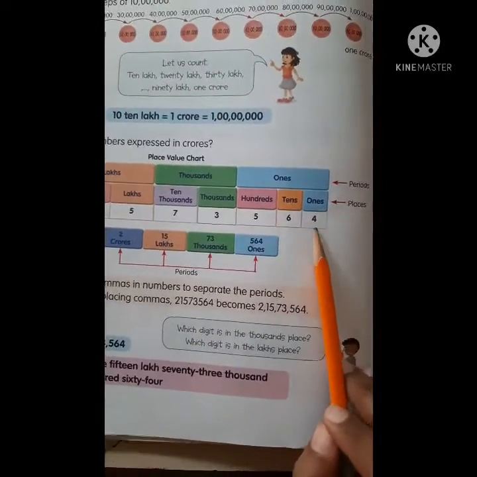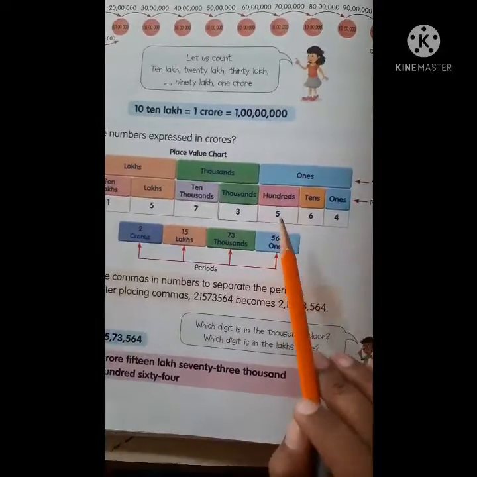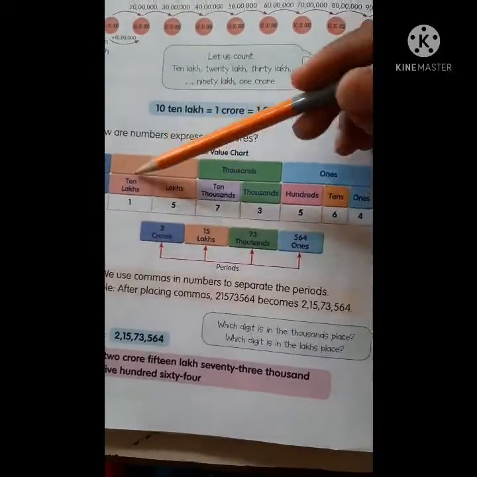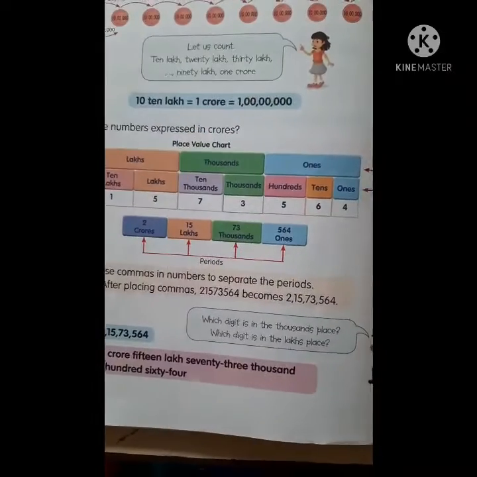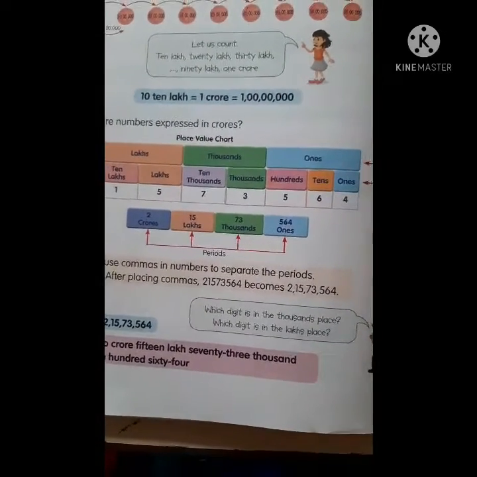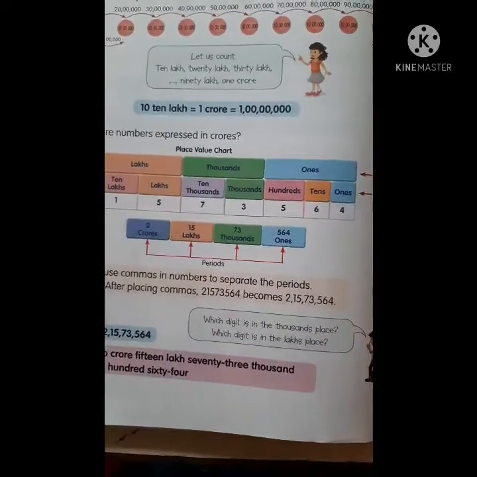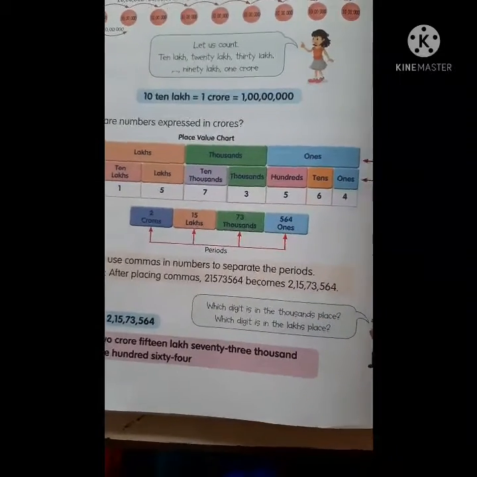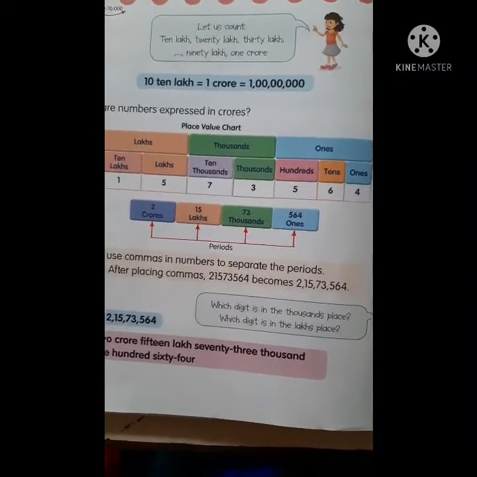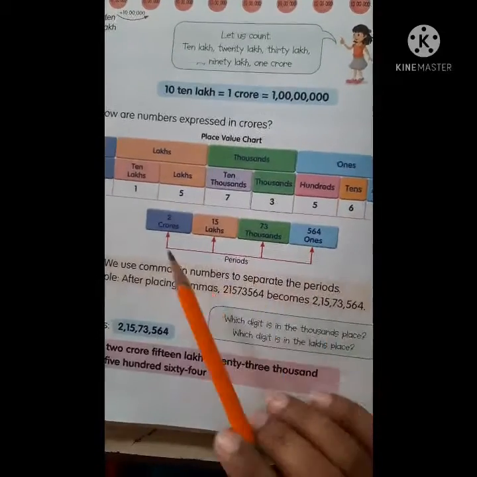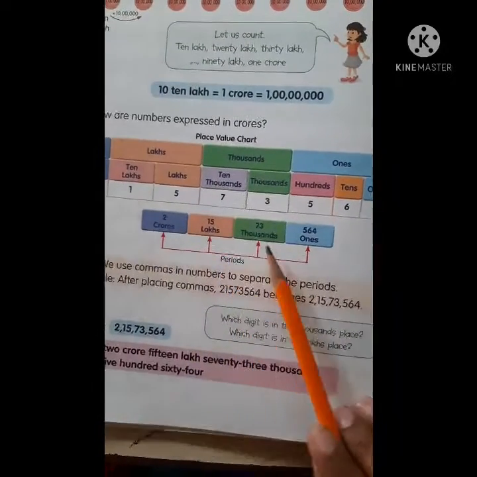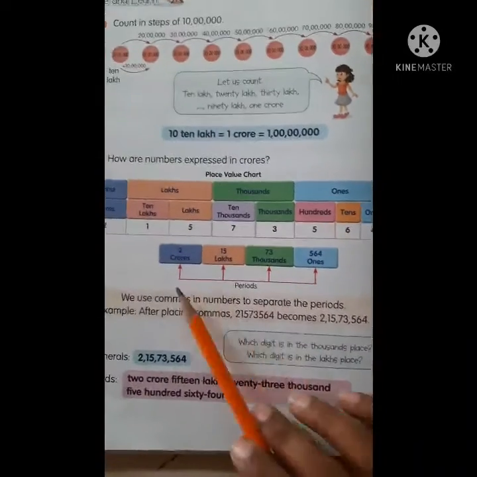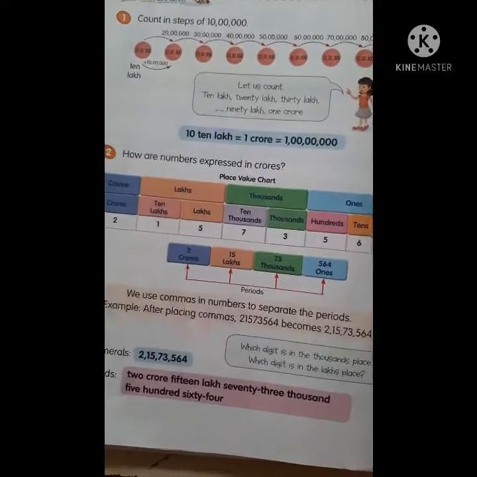See, ones place 4, tens place 6, hundreds place 5, thousands 3, 10,000 7, lakhs 5, 10 lakh 1 and crore 2. Now how are we going to separate the periods? We are going to separate them by using commas, and after placing commas we will get this as 2 crore 15 lakh 73,564. So we have to write the numbers like this.